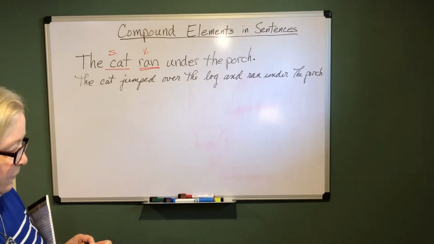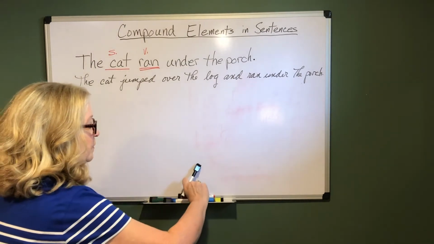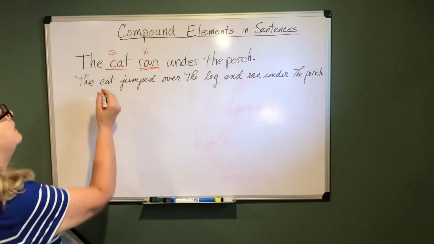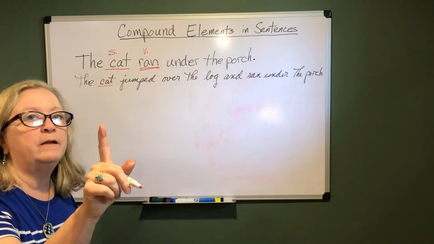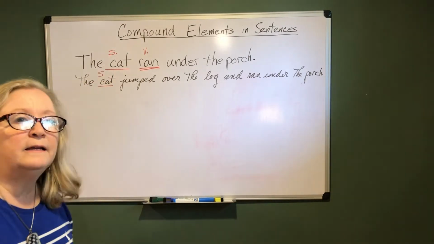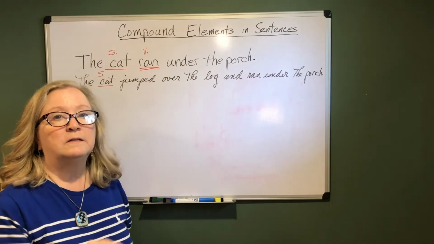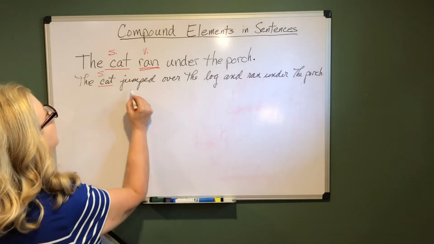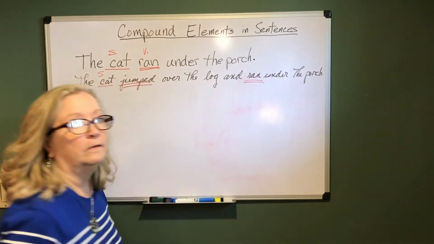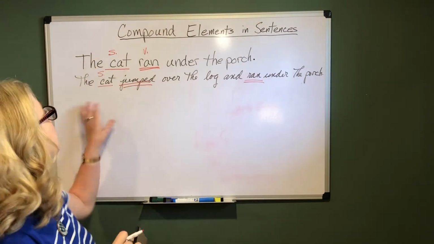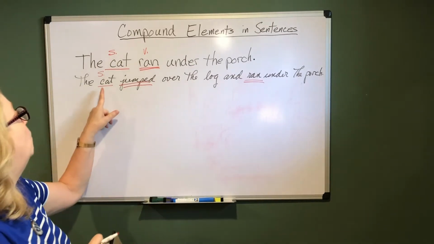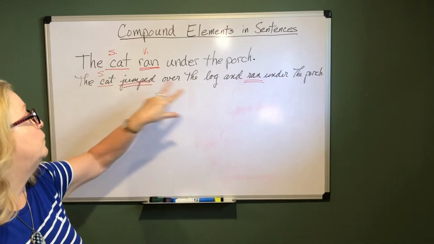Take a look at it, think about it for just a second while I change my pens here. Okay, you still have the cat. We're still just talking about one little guy. It's the cat. But the cat is now doing two things. So we have two verbs. The cat jumped and ran. All right? So the compound element in this sentence is that we have a compound verb, meaning there are two verbs. One subject, two verbs.